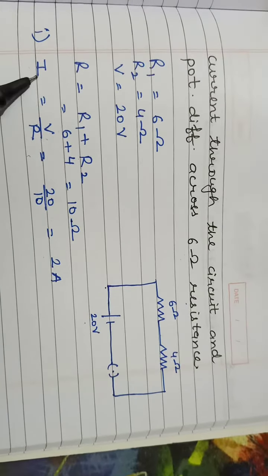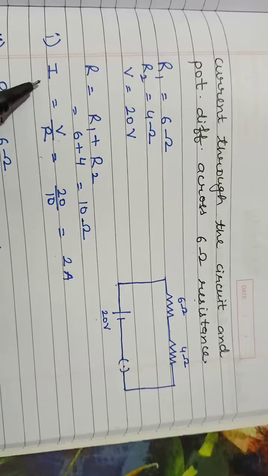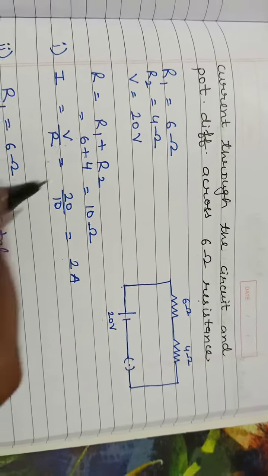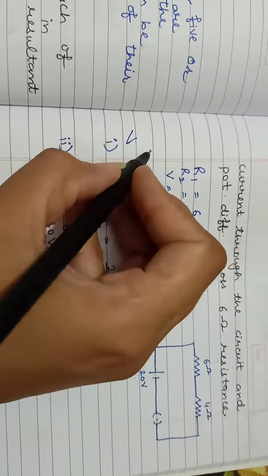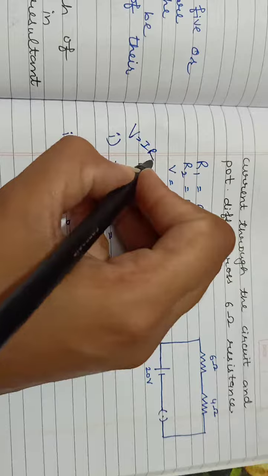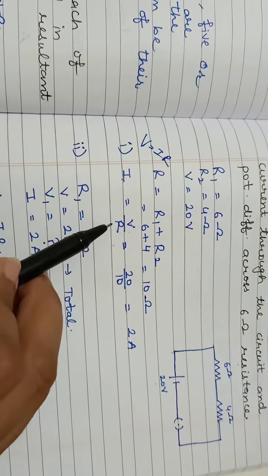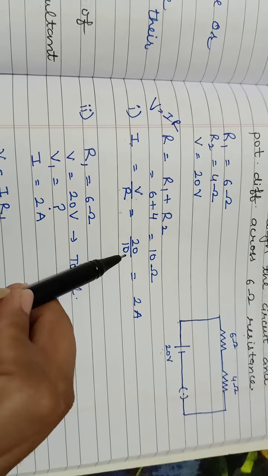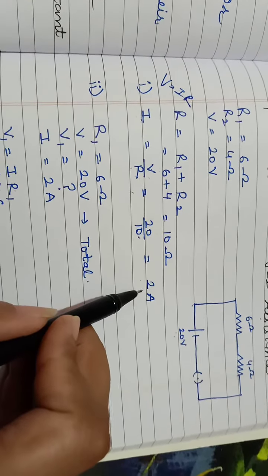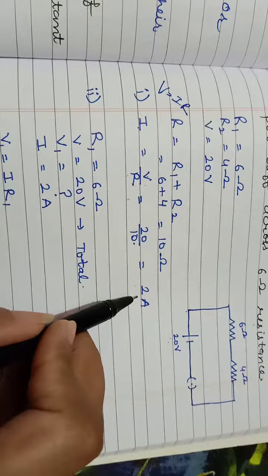So the resultant resistance will be equal to R1 plus R2, that means 6 plus 4, which is equal to 10 ohm. Now the current, according to Ohm's law: we have the formula for Ohm's law that V is equal to IR. So I is equal to V upon R. We have the value of V as 20 and R as 10. So we get the value of I, that is 2 ampere.